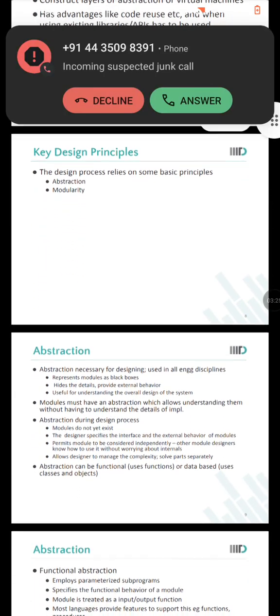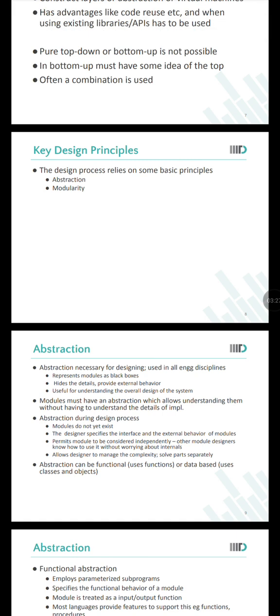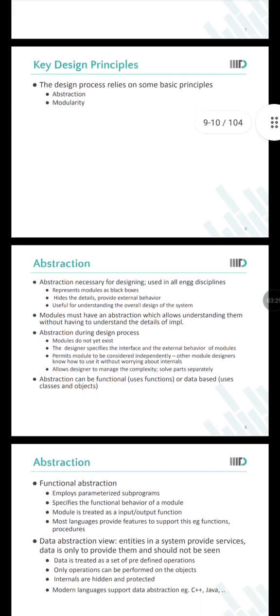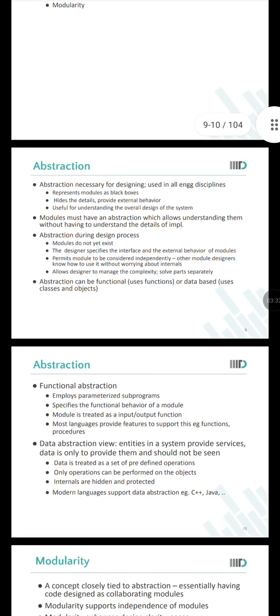There are two key design principles: one is abstraction, and the other is modularity. Abstraction means we provide only the necessary details. For example, in a car, we have the brake, clutch, and accelerator. If you press the accelerator, the car moves, and if you press the brake, the car stops. But we don't know what happens at the back end; it is a black box for you, and it is much easier for you to interact with the car.